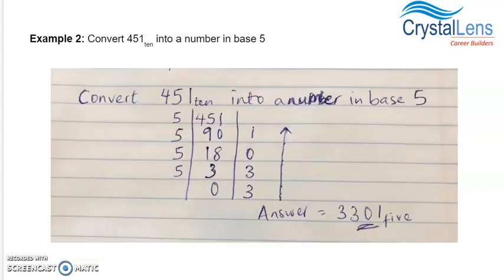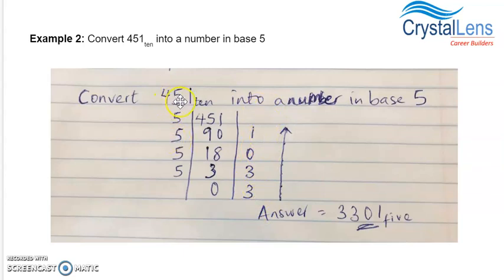So this applies when you're converting from base 10 into any other base. And so in this case, the example says convert 451 base 10 into a number in base 5. Since we're asked to convert to base 5, remember we are going to be dividing by what? We are going to be dividing by 5, and we are going to be taking note of the remainders because this is how we get our final answer.